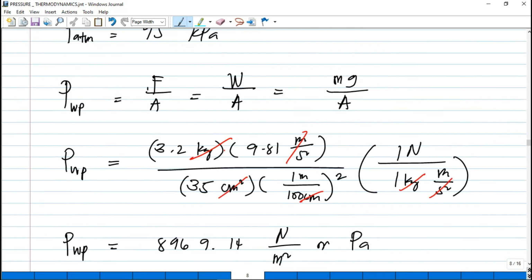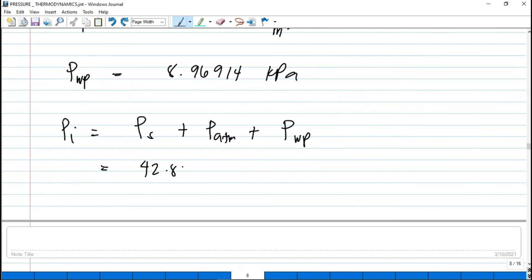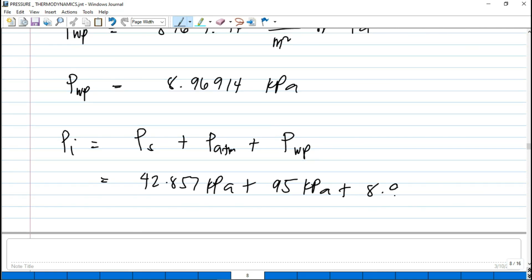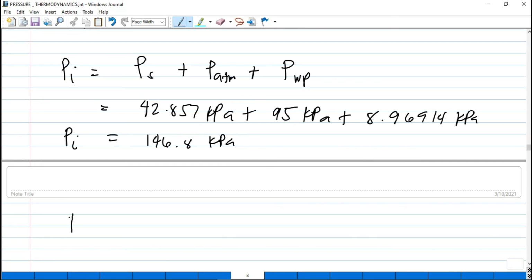Okay, yung PS natin given as pressure due to the force ng spring, 42.857 kPa. We have here 42.857 kilopascals plus atmospheric pressure natin 95 kilopascal. Then yung ating pressure due to the weight of the piston, that is 8.96914 kPa. So we have here the pressure inside the cylinder as 146.8 kilopascals. I-round up natin to the nearest whole number. Okay guys, so this is approximately equal to 147 kilopascal. So this is the pressure inside the cylinder.